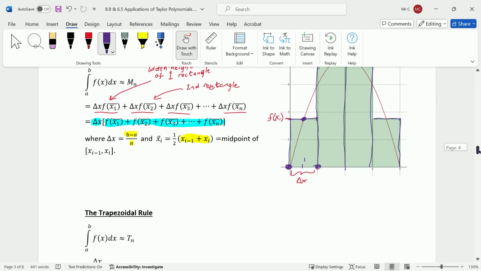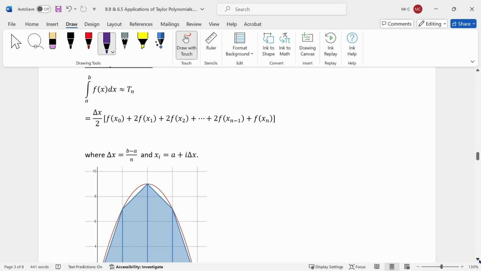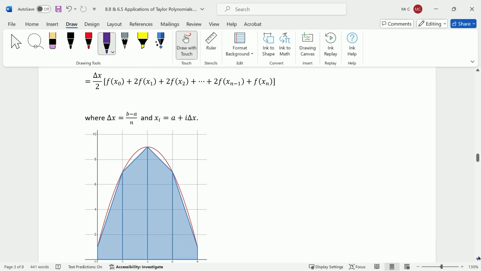Now let's take a look at the trapezoidal rule. The picture looks a bit different for the trapezoidal rule. So we say the integral from a to b of f of x dx is approximately T sub n. And T sub n we write as delta x over 2 times f of x naught plus 2 f of x1 plus 2 f of x2 plus ... plus 2 f of x sub n minus 1 plus f of x sub n, where delta x is b minus a over n. And this time x sub i is the endpoints of each interval, a plus i delta x. So we're going to look at this one a little bit more closely because it's not quite as obvious.